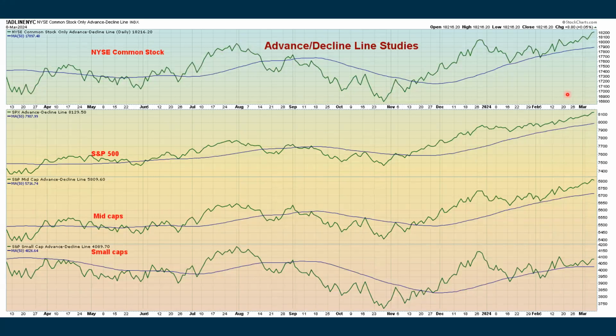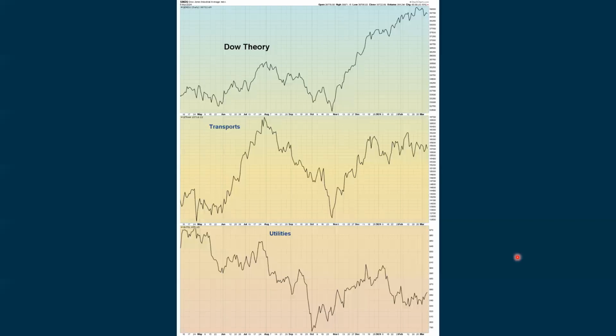This is an advance decline line study across the market. This is NYSE common stock, where we're breaking out and setting new highs here. We're also setting highs with the S&P, the mid caps just coming off of setting a new high. And the small caps, they're improving, but they are continuing to lag, and they haven't been able to break out above these recent highs that were set.